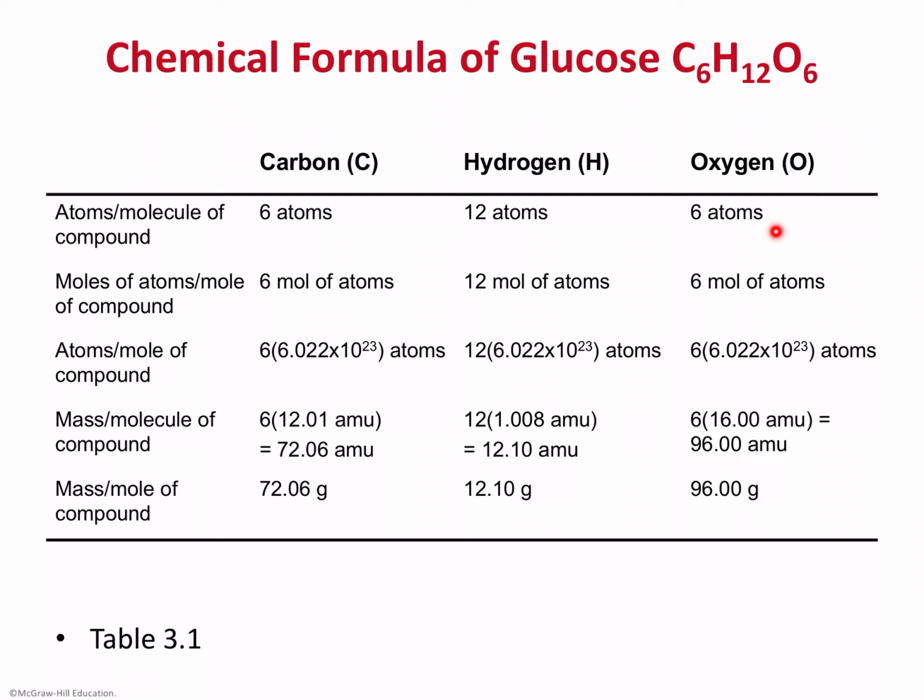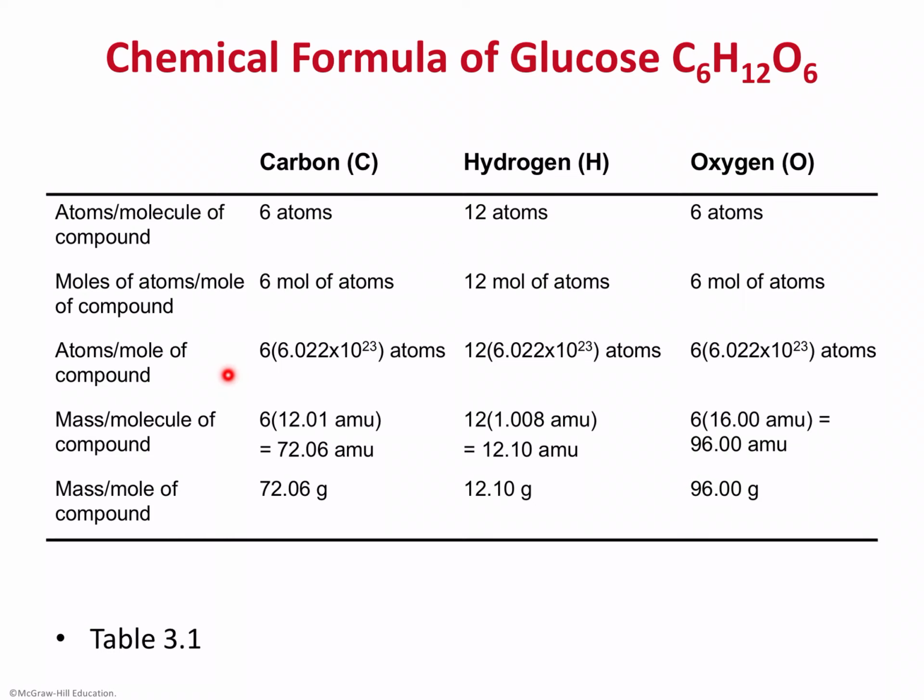You have that information. And then if you take 1 mole of a compound, what is the number of moles of atoms? If you take 1 mole of the compound, there are 6 moles of carbon atoms, 12 moles of hydrogen atoms, and 6 moles of oxygen atoms. And all that is in 1 mole of this compound.